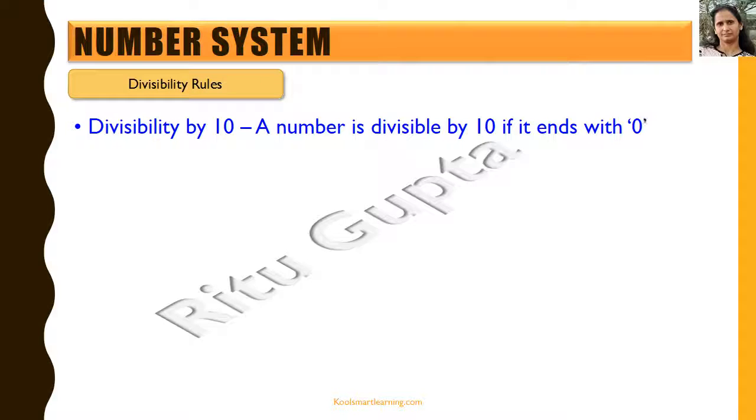Divisibility rule for 10 is very simple. The number has to end with 0. So every number ending with 0 will always be divisible by 10.